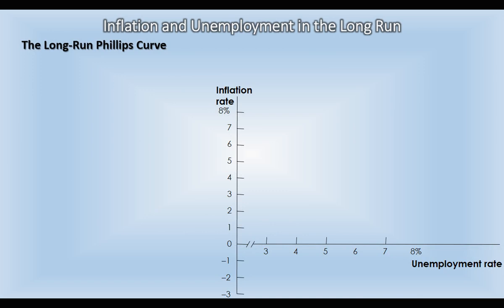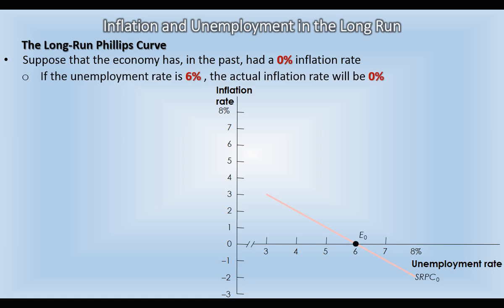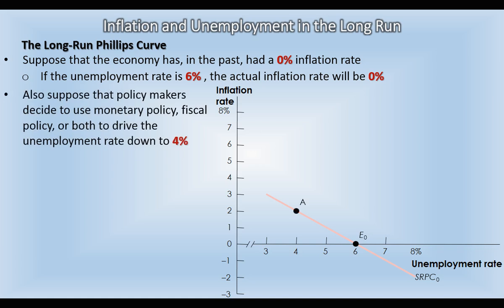So let's look at what that might look like in our Phillips curve framework. Let's talk about the long-run Phillips curve. Suppose that the economy has in the past had a 0% inflation rate. As far as our short-run Phillips curve, we're at the point where our unemployment rate is at 6%, which winds up being the natural rate of unemployment. We have zero inflation. If the unemployment rate is 6%, the actual inflation rate will be 0%. Also suppose that policymakers decide to use monetary policy, fiscal policy, or both to drive the unemployment rate down, which means they want to shift the aggregate demand curve to the right, right? They want to expand the economy's output, which will reduce the amount of unemployment.